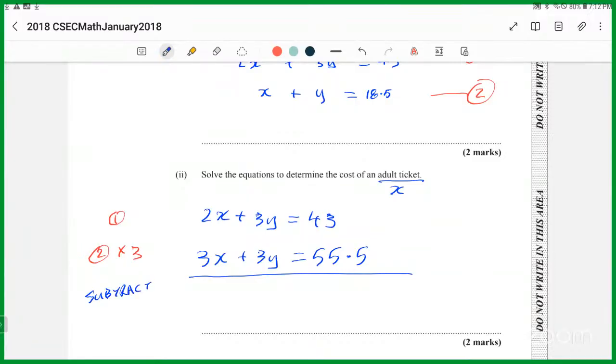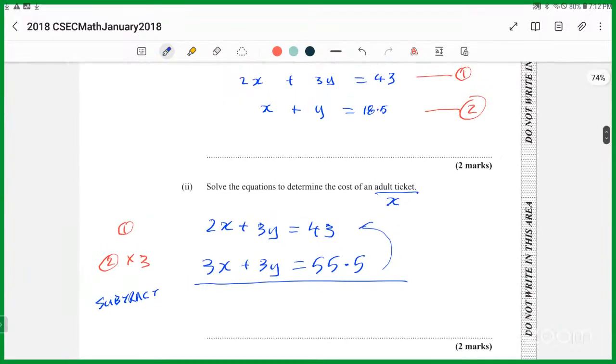And I'm subtracting it this way. Right? So I'm using the second one minus the first one. Why am I doing that? Because 3x minus 2x is just 1x or x. 3y minus 3y, that's gone, equals 55.5 minus 43. Alright, what do I get for that? Minus 43. 13. No. 12. 12.5.